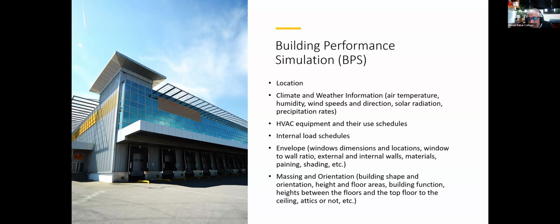The building envelope: window dimension and location, window to wall ratio, external and internal walls, materials, painting, shading, etc. And then the last one is building shape and orientation, height and floor area, building function, heights between the floor and the top floor to the ceiling. Do you have attics or not, and so on. So all of these can be assessed in building simulations.